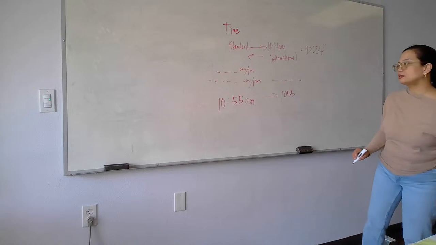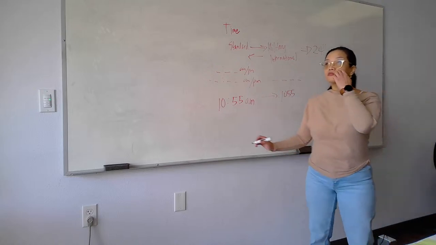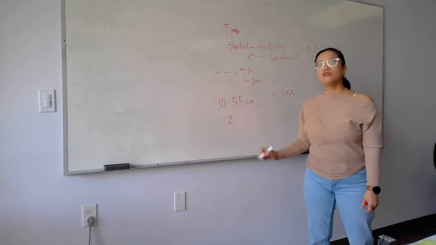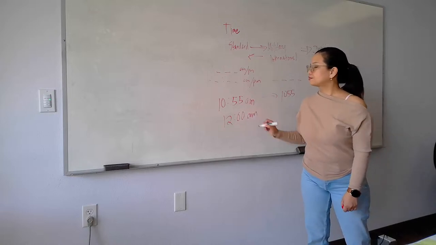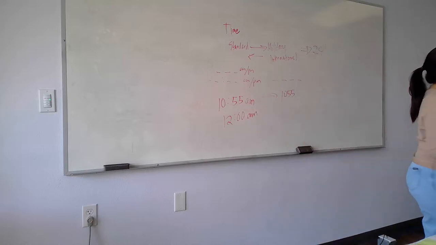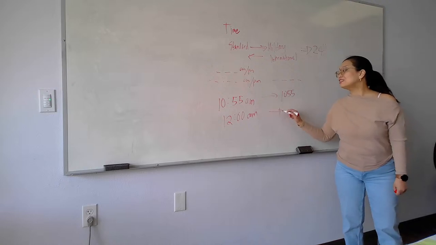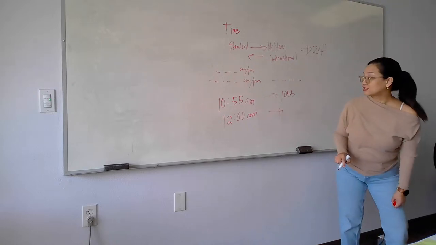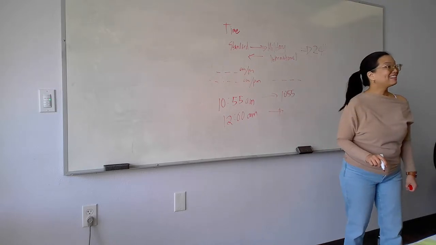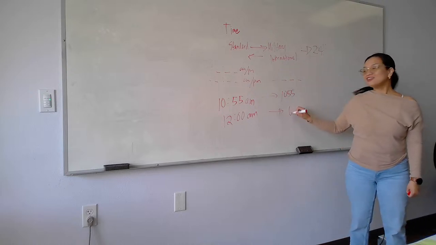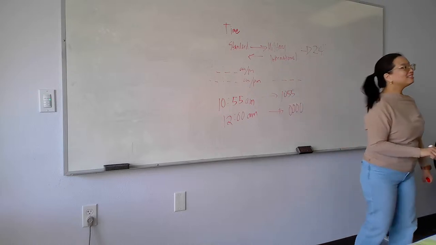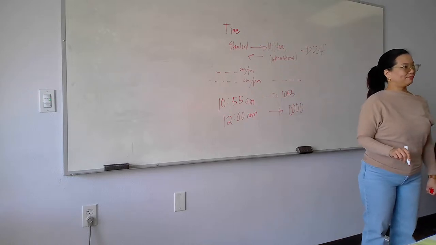What's midnight, Brian? 12 a.m. Midnight is the beginning of the day. So how do we write that in international time? Is it all zeros? All zeros. Yes, it's the beginning of the day, midnight.